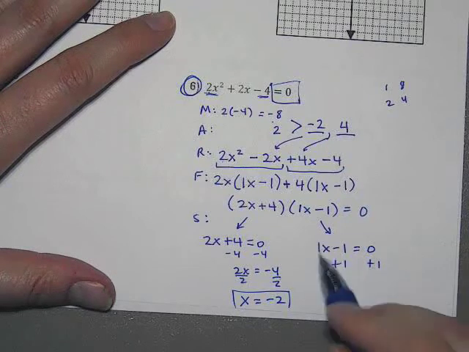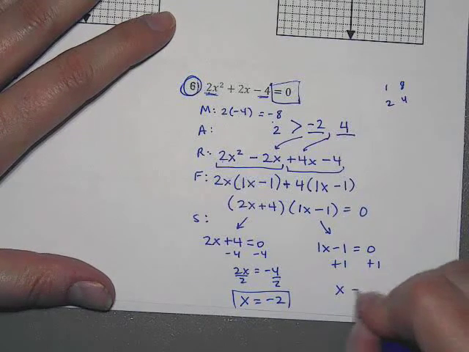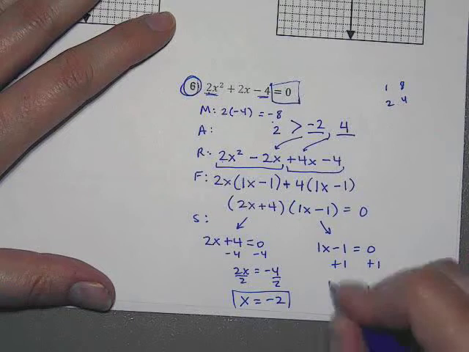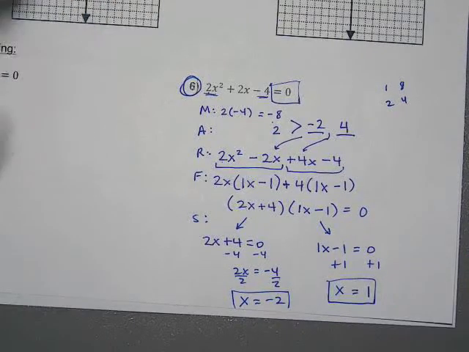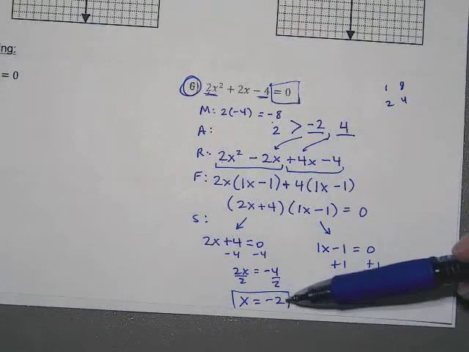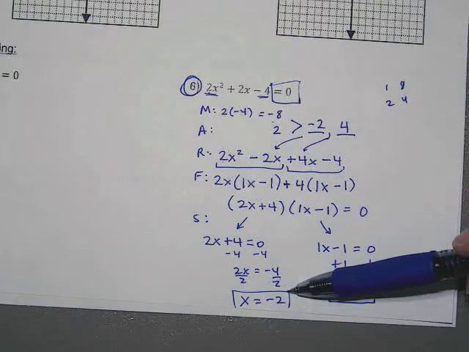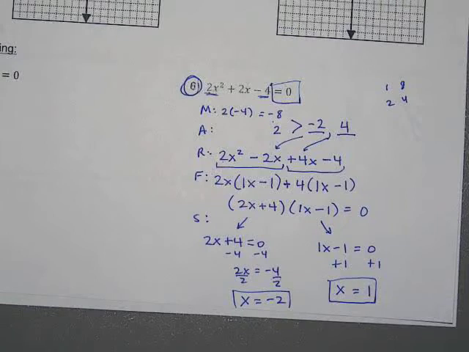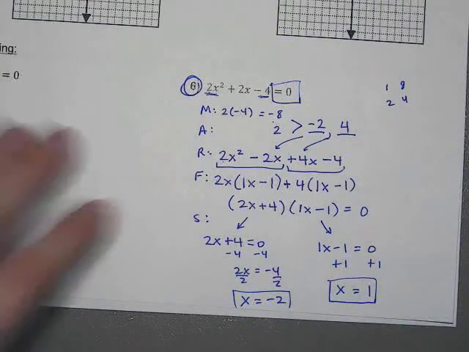And we know 1x is the same really as just x. 0 plus 1 is 1. So my two solutions are x equals negative 2 and x equals 1. If we were to graph this equation, we would see that it crosses the x-axis at negative 2 and positive 1. All right, so we've marked and then we separated those to solve them.